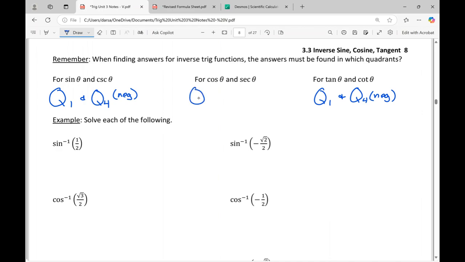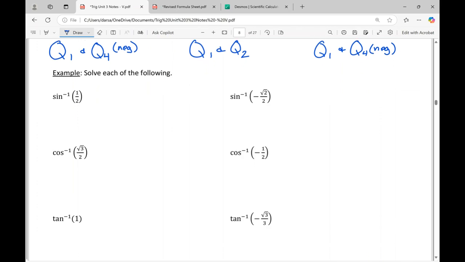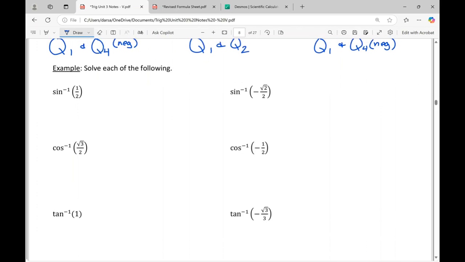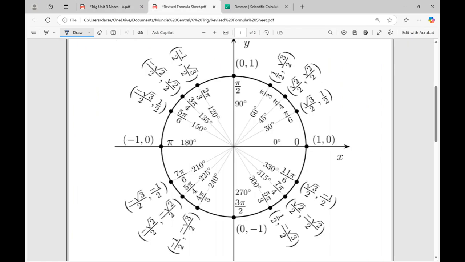And for cosine, we're going to pull our answers from quadrant 1 and 2, and those may be positive angle answers. So let's give this a practice. We want to use the unit circle to find what is the sine inverse of 1/2. So go to your unit circle.